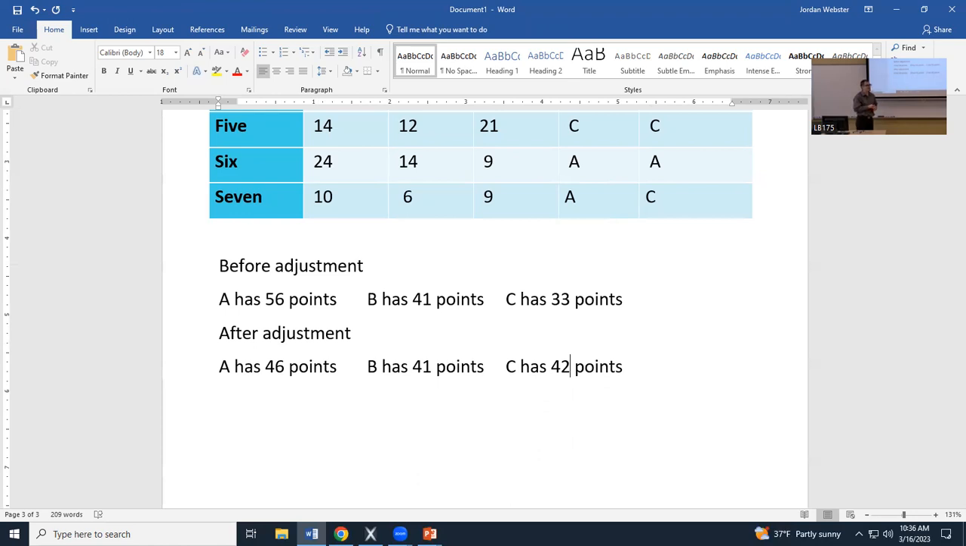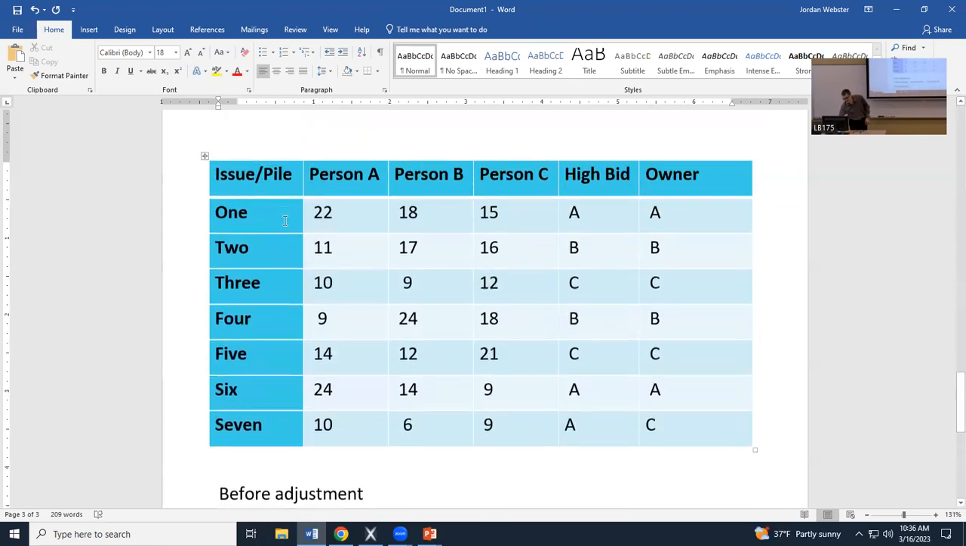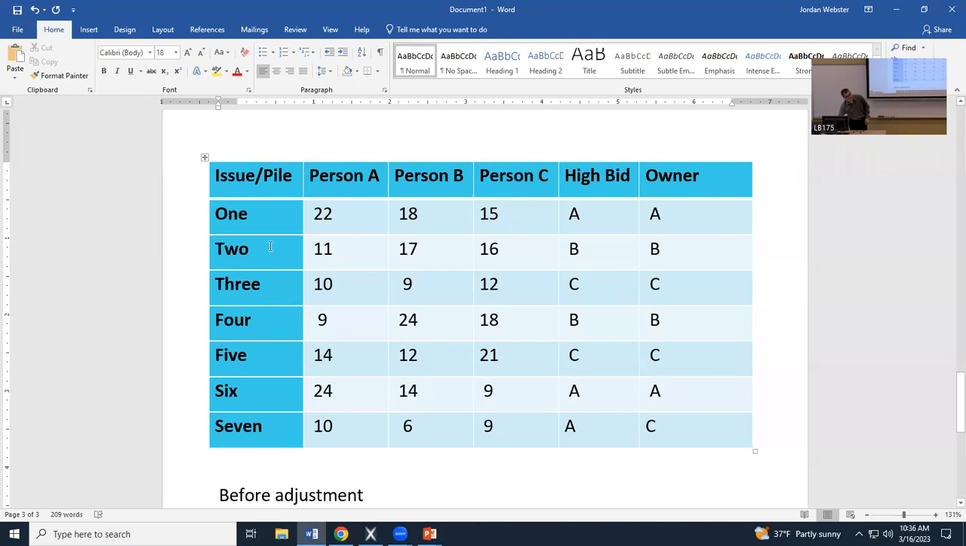Does that make sense? And so you can do this procedure with more and more individuals, but when you get more and more individuals, you'll probably want to split into lots and lots of different piles to give yourself the ability to exchange piles on the adjustment. Like if there are 30 piles, it'd probably be easy to adjust to make A, B, and C all perfectly even. But with 7 piles, it's sometimes hard to adjust.